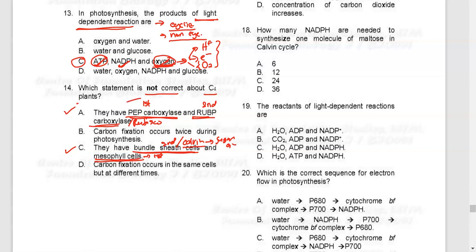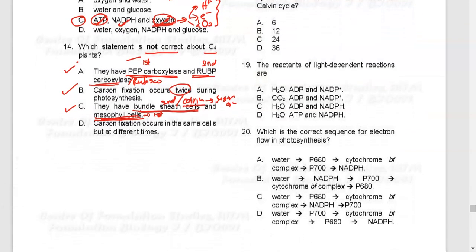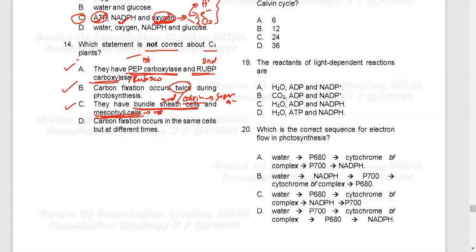For statement B, carbon fixation occurs twice, so of course it occurs twice. First in the mesophyll cell, second in the bundle sheath cell. So statement B is correct. For statement D, carbon fixation occurs in the same cell but at different times. So obviously this statement is incorrect. The answer will be D. The same cell is obviously not correct, because as you can see from statement C, it involves both of these cells.